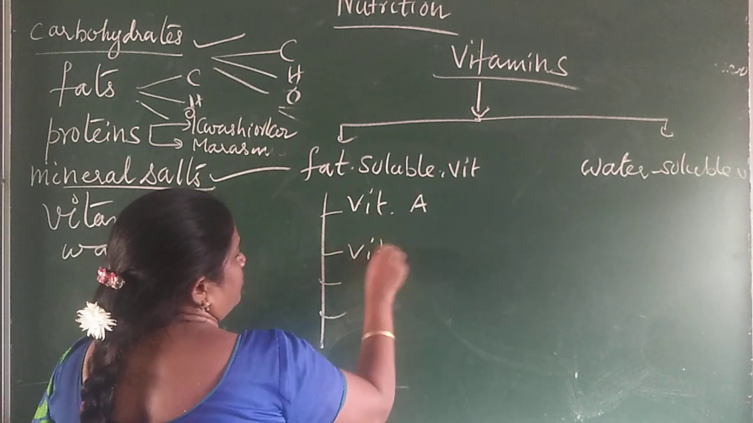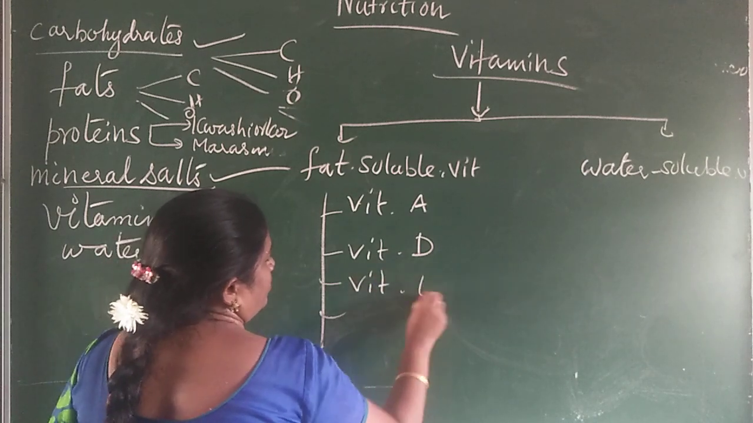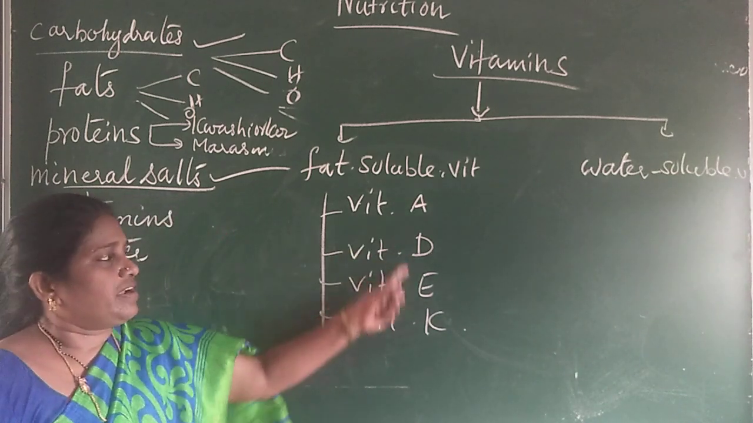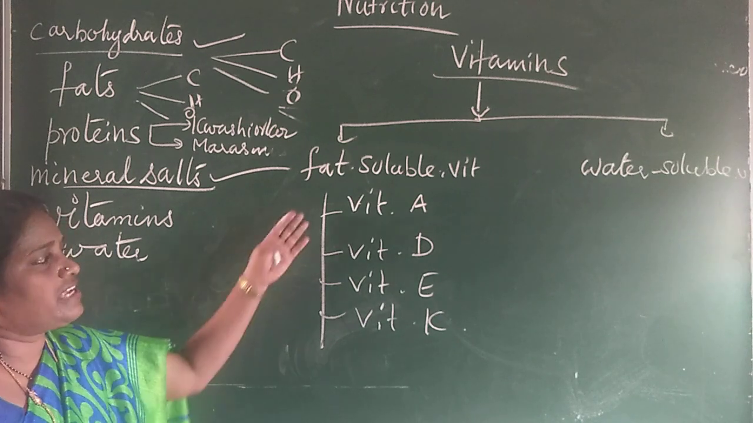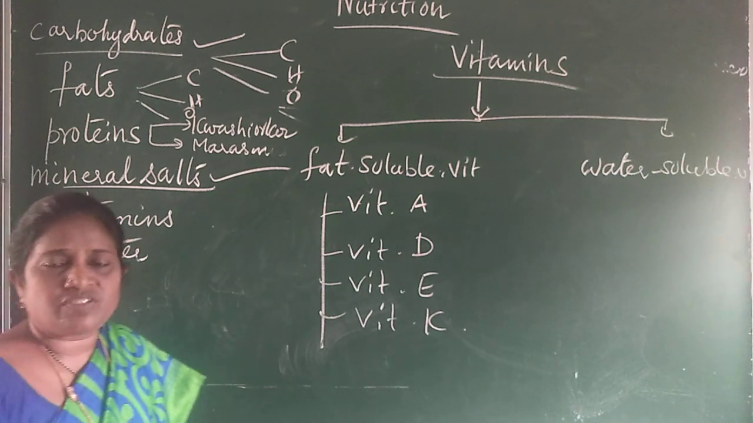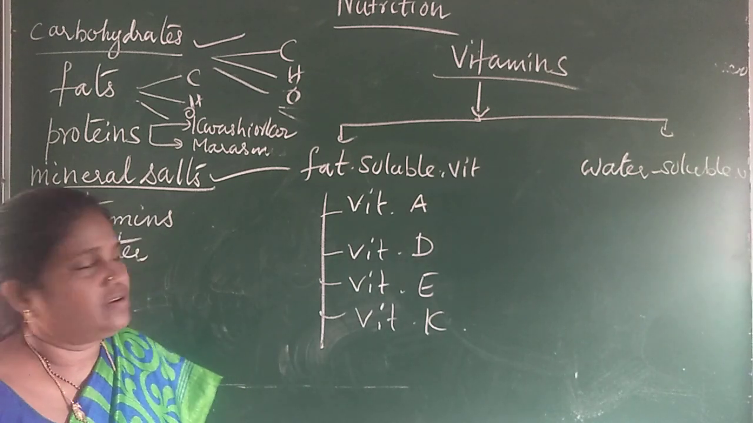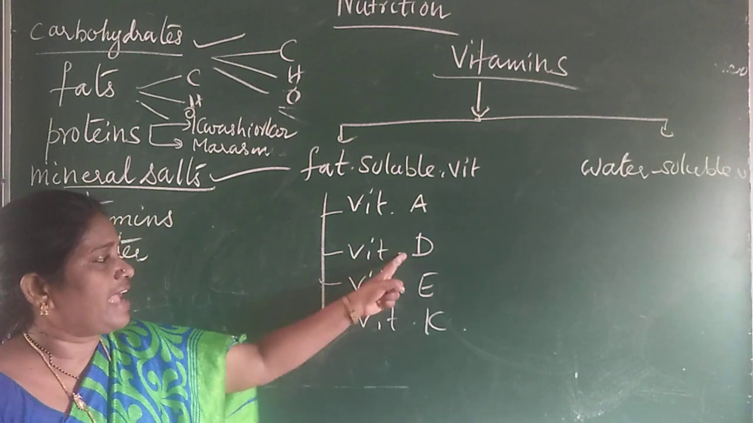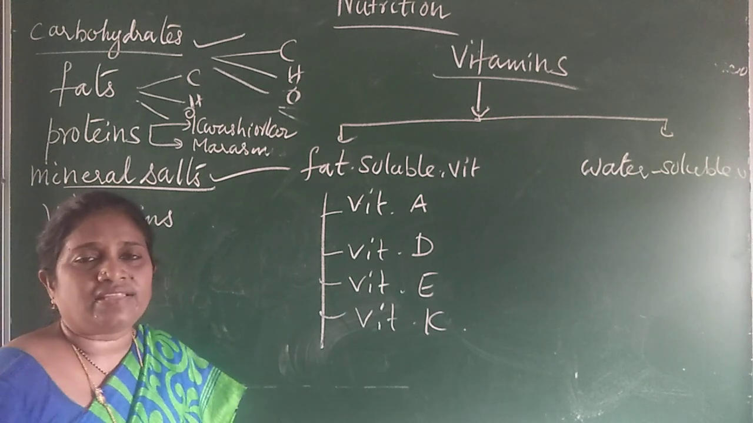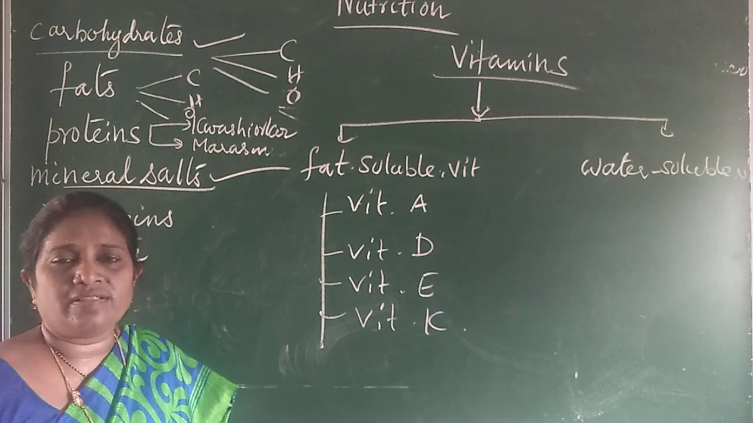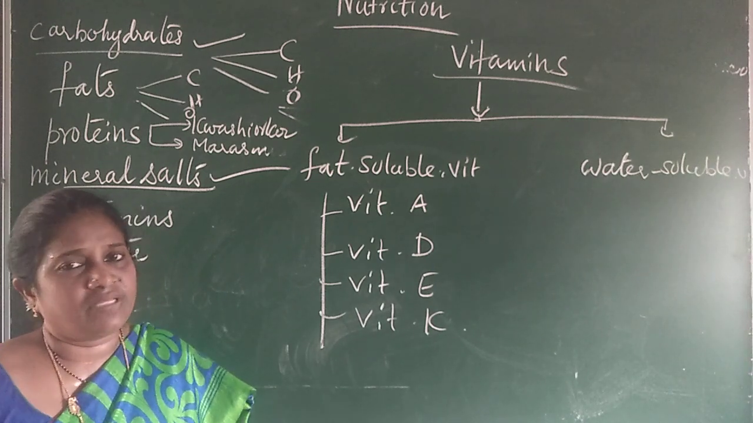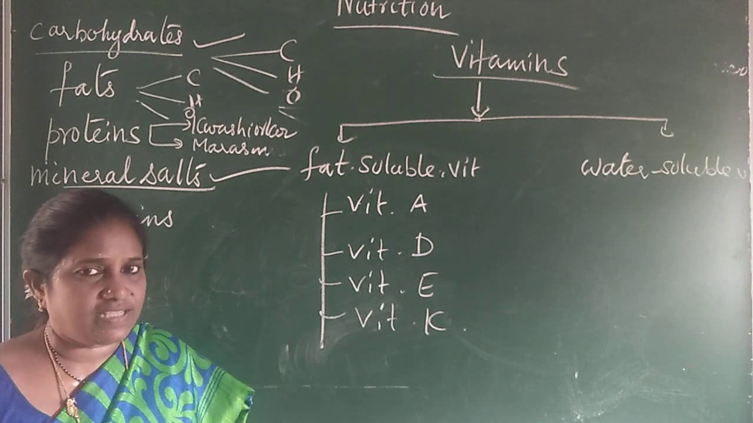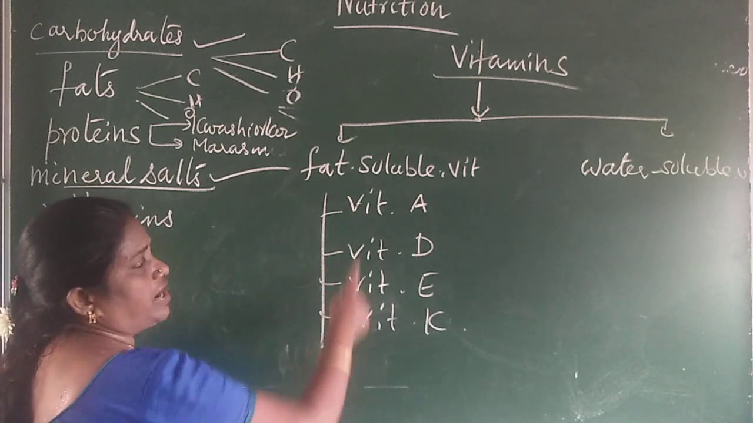A, D, E, K. Vitamins are abbreviated with capital letters. Each of the vitamins has a chemical name, which is not very important at 9th standard. But still I'll be using some of the chemical names. Like vitamin A is called retinol, D is calciferol, K is phylloquinone. So like that you have chemical names. Those are not important in the syllabus, but still if you want to learn, you can learn from the textbook. Most important is you should be aware of at least one of the sources and the deficiency diseases. Okay children? These are the fat soluble vitamins.